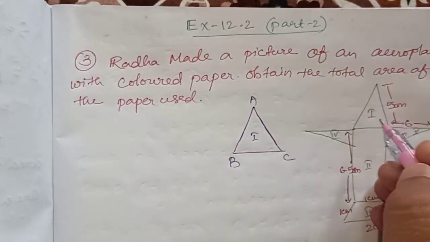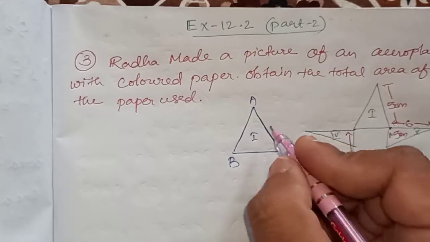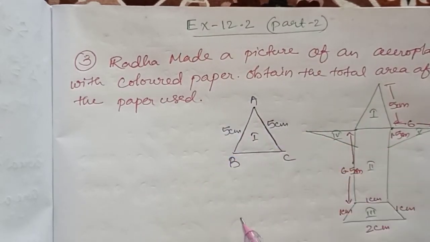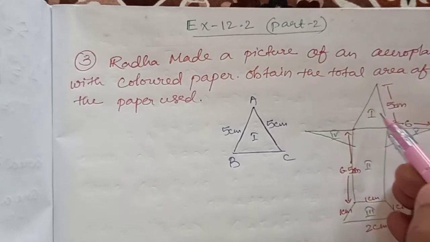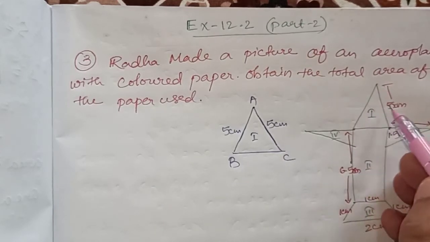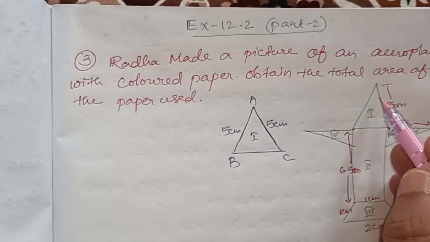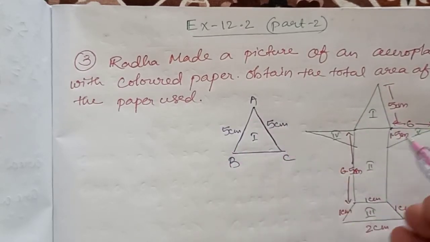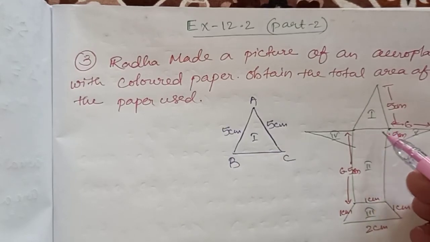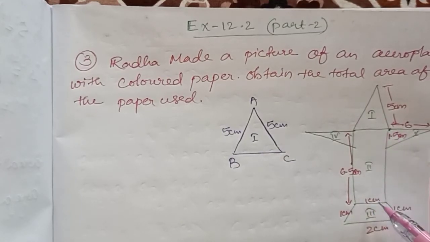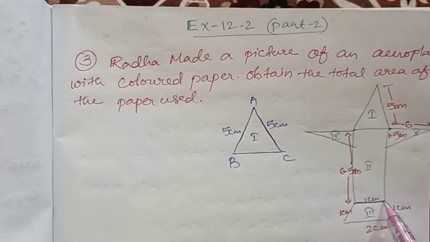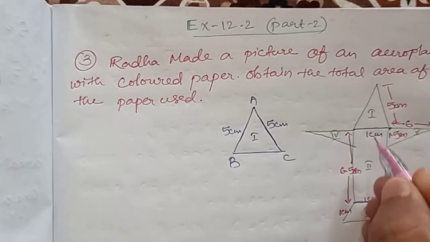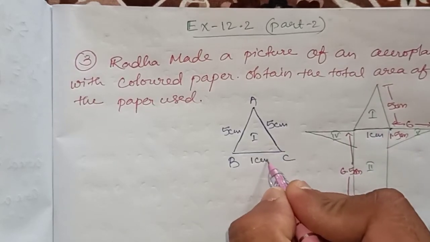Basically it is an isosceles triangle, because if this side is 5 centimeter, this side also will be 5 centimeter. As it is an isosceles triangle, we know that two sides are equal. So both the sides I have taken 5 centimeter. What is the length of this line? Look here at the bottom. This line is 1 centimeter, so definitely this also will be 1 centimeter. So both the lines are 1 centimeter, and I am going to write here 1 centimeter.